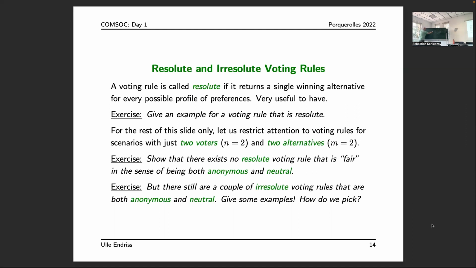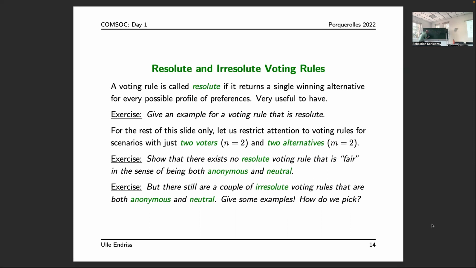Now, let's look at a different profile where we swap the two voters. So now voter 1 instead says B better than A, and voter 2 says A better than B. So I have swapped the voters. Anonymity says that if I swap the voters, the outcome should not change. I should still have A winning, right? So if I make this choice, I must make this choice.